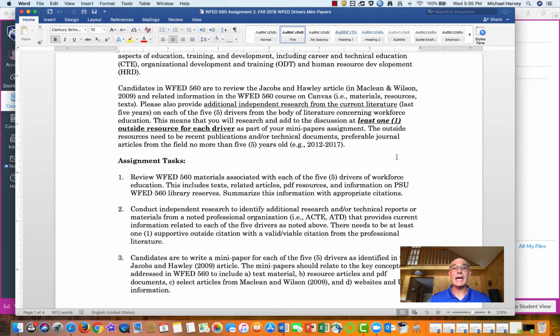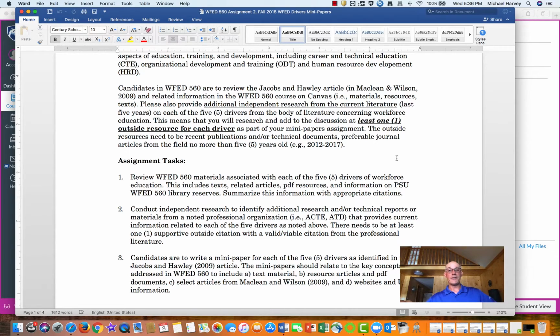And I'm also asking you to find an additional outside resource for each one of these drivers. So you will also add from the professional literature an article that supports each of these drivers, looking at the issues of globalization, looking at the issues of technology, looking at the issues of political change, the new economy, and demographic shift as those 5 component parts.